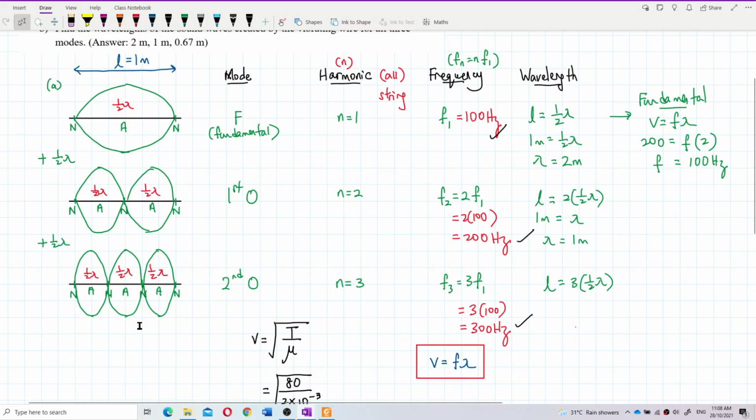How about this one? The total length is still 1 meter, but now it has 3 half wavelengths. So this length is 1 meter, and this one has 3 times the half wavelength. What's the wavelength now? The wavelength now becomes 2 divided by 3 meter.